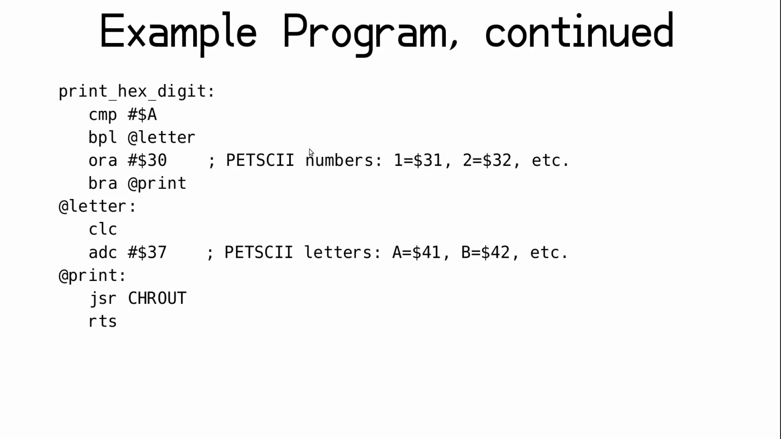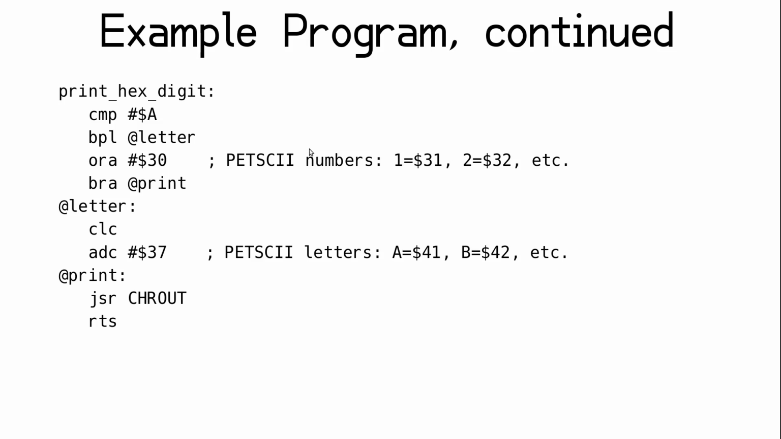If the input value was actually less than hex A, then it can be printed as a numerical character, which means we just have to OR it with hex 30. Then we do an unconditional branch to @print. If we had branched to @letter earlier, then we need to add hex 37 to the accumulator to get the needed letter character in PETSCII, where A is at hex 41, at least as far as the char out function is concerned. PETSCII is weird, especially compared to ASCII or Unicode, and we'll get into that in a later episode. In both cases, we fall to the @print label, where we call char out with the desired character in A, and then we return back to print hex or wherever this subroutine was called.